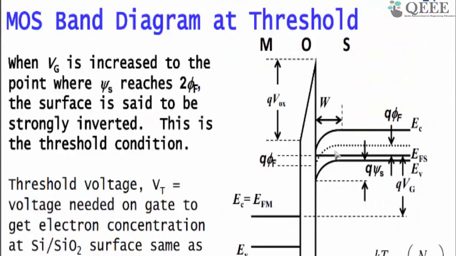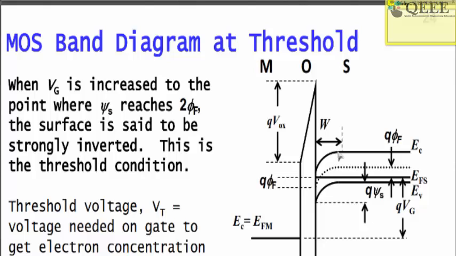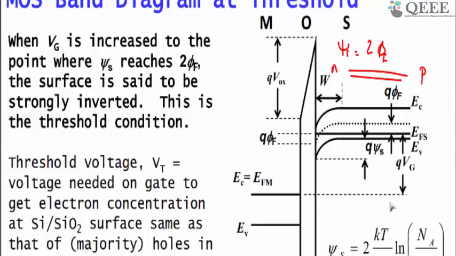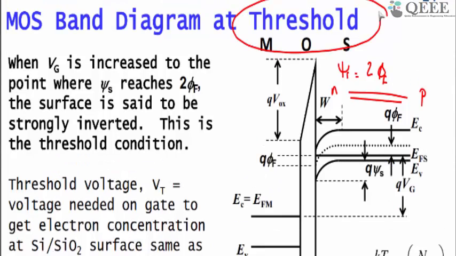Now let us look at one case, an inversion case, where you have inverted in such a way that the amount of band bending is equal to 2 times phi f. What it says is that the electron concentration at the surface and the hole concentration in the bulk are the same. So you have inverted the surface in such a manner that the electron concentration at the surface is the same as the hole concentration at the bulk. That voltage has got a special name. It is known as the threshold voltage.